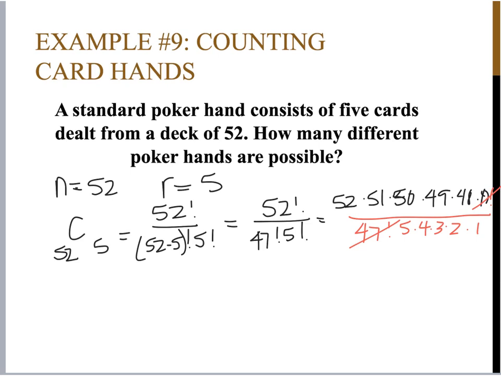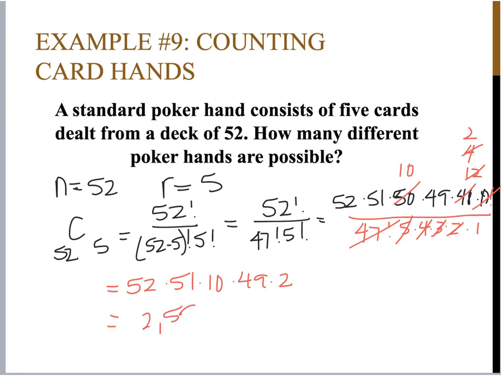An easy one for this 5 can be 50. So 50 divided by 5 is 10. With this 4, I know 48 is divisible by 4. So 48 divided by 4 is 12. I can divide that 12 by 3 and I'll get 4. And I can divide that 4 by 2 and get 2. So what I have left is multiplying 52 times 51 times 10 times 49 times 2. That is going to give me as a final answer 2,598,960.